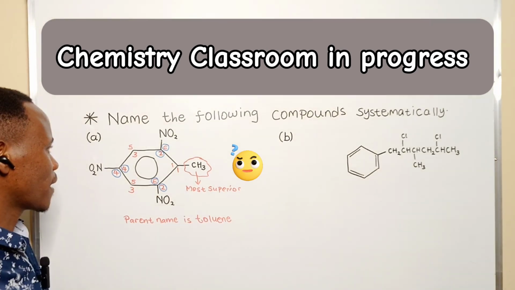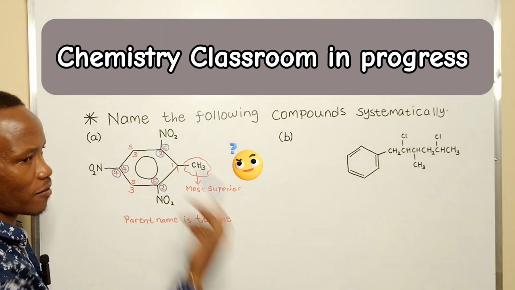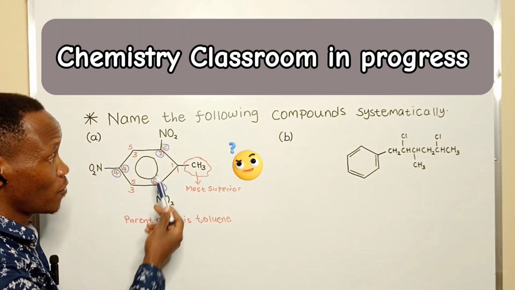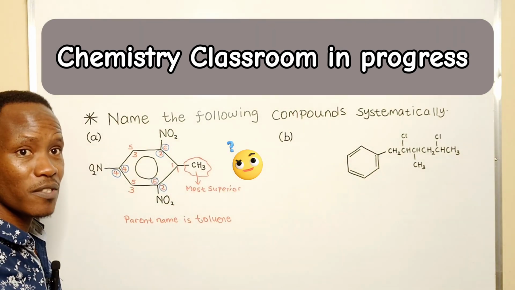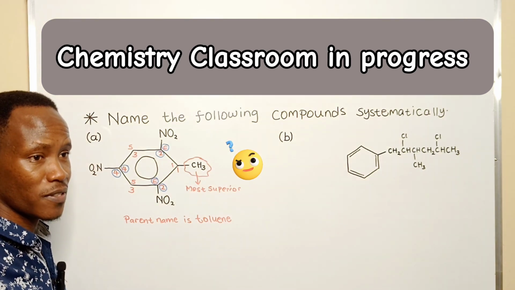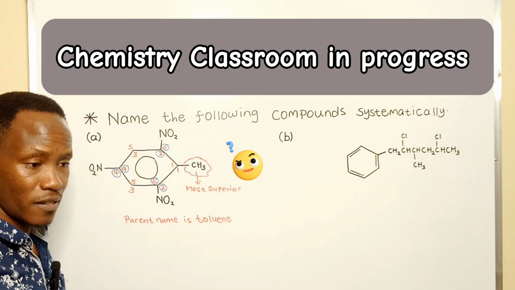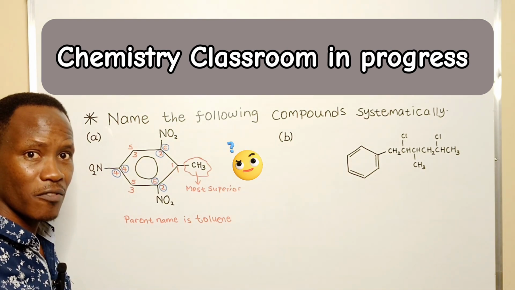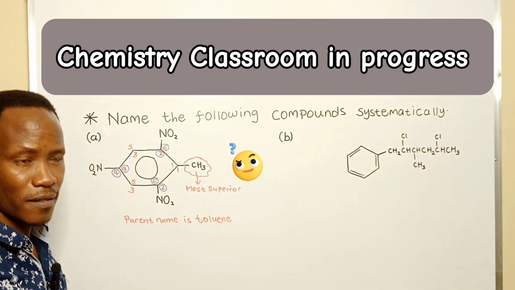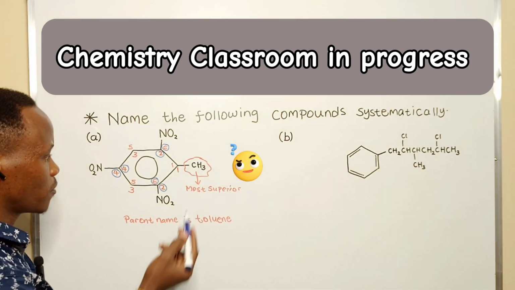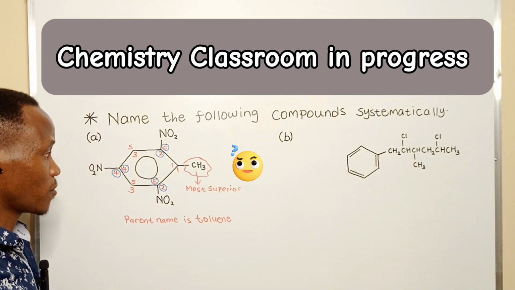Now, on analyzing the numbers 2, 4, and 6, you realize that either clockwise or anti-clockwise for this specific compound, you will have substituents on the same positions. However, if there were different positions, then the correct choice would have been the position that gives us the lowest locant sum. So at this point, we can now write the name of our compound as follows.